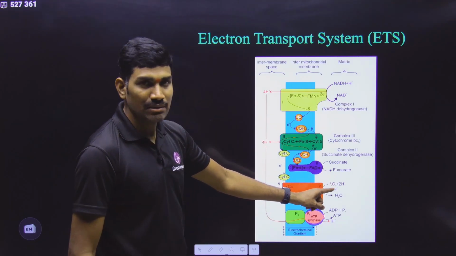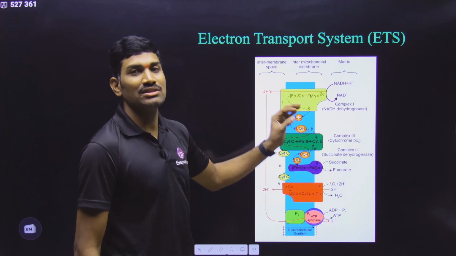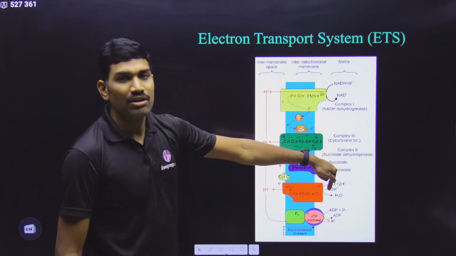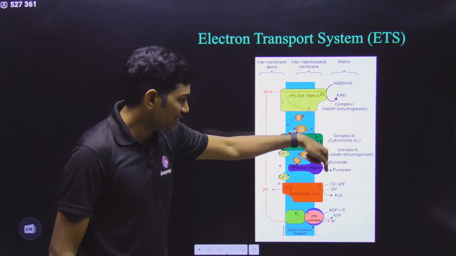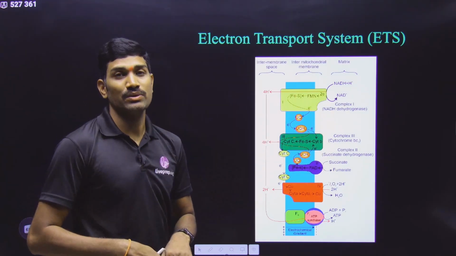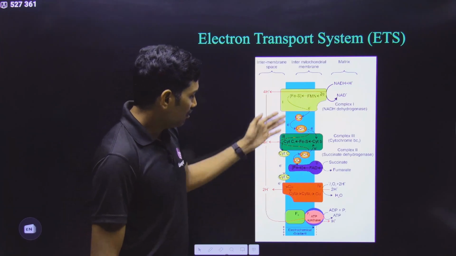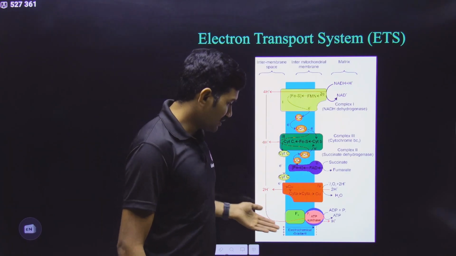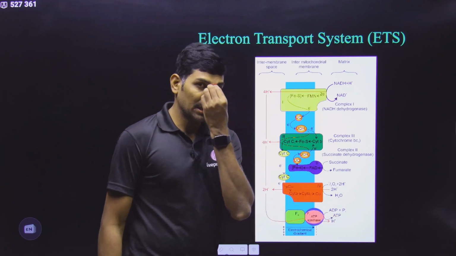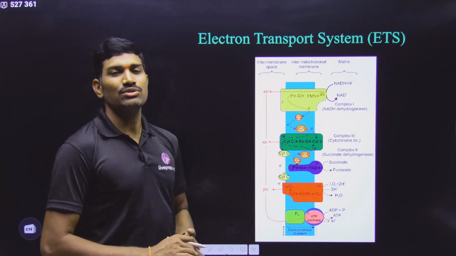So this is the step where exactly the oxygen is used. For this particular step, oxygen is required, and that oxygen we take from the atmosphere. Understood or not? Ultimately after this, H+ ions go back through the F0, F1 particle, and here ATP production occurs. So in this way the electron transport chain occurs.